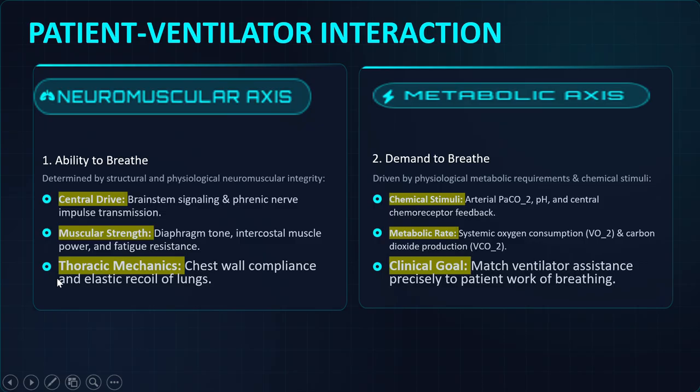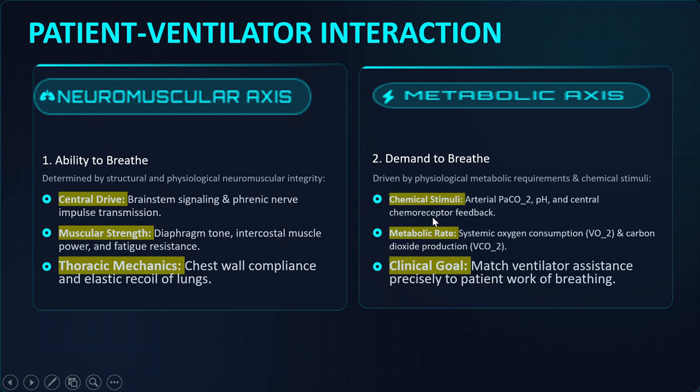Patient ventilator interaction. The neuromuscular axis is the ability to breathe, and the metabolic axis is the demand to breathe. Ability to breathe: central drive, muscle strength, thoracic mechanics. Central drive: brainstem signal and phrenic nerve impulse transmission. Muscle strength: diaphragmatic tone, intercostal muscle power, and fatigue resistance. Thoracic mechanics: chest wall compliance and elastic recoil of the lung.